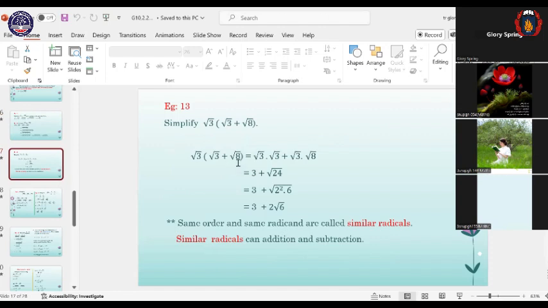Now we have root 3 into root 3 plus root 8. How do we do it? We multiply root 3 into root 3, and root 3 into root 8. Root 3 into root 3 now we are there. Order to the ship only, the sunny. How do not? The sunny would are all.